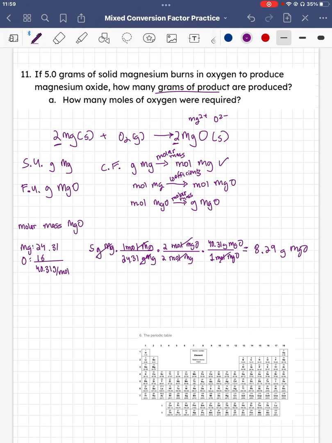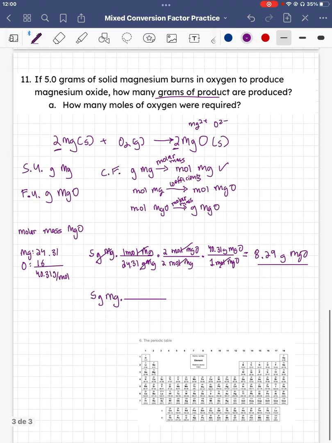How many moles of oxygen were required? Well, I'm going to start that in exactly the same way. I could start with the 8.29 grams of magnesium oxide as long as I leave it in my calculator. Actually, I'm just going to rewrite it. So I could start with this as long as I leave the number in my calculator and I use the answer function, or I could go back to the 5 grams. It doesn't matter. You can compare any part of a reaction to any other part of the reaction.